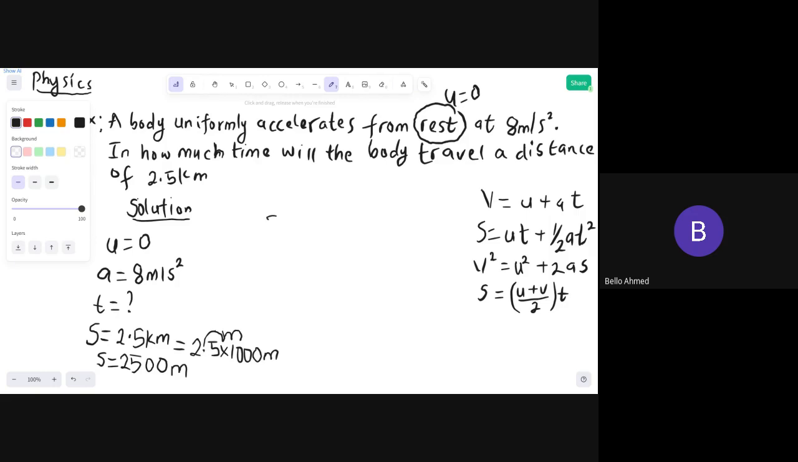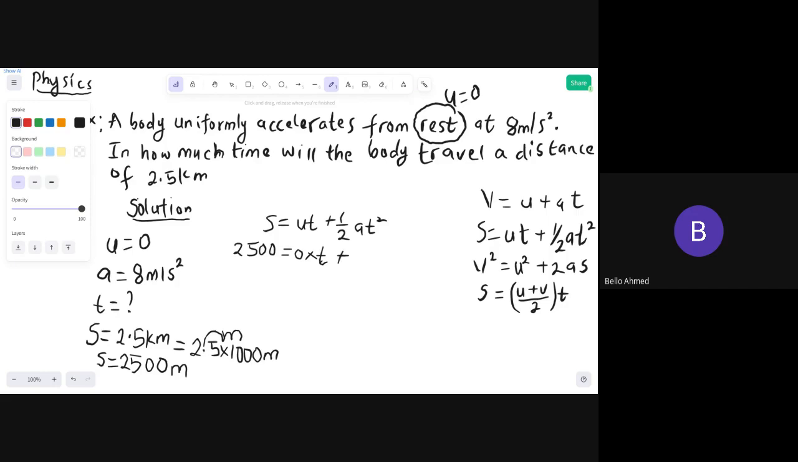I'm going to say s equals ut plus half at squared. Once I write that, the next thing is I'm going to substitute. Anywhere I have s, I'll put 2500, because s is 2500. So 2500 is equal to, but don't forget the initial velocity is actually 0. So 0 times t, and the t I don't know, so I'm still going to keep t there.